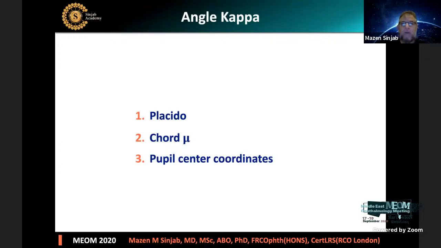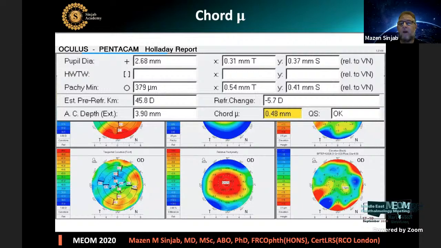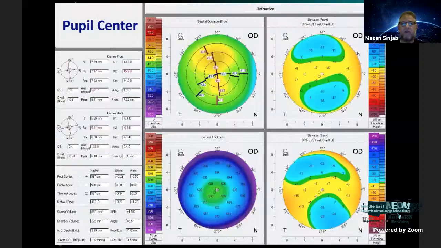And then the evaluation of angle kappa can be by the Placido disc devices, or if we are using the Pentacam, which doesn't use Placido, then we have to depend on the Corneal Holladay report. Or if we don't have the Holladay report in the Pentacam, then we very roughly can depend on the pupil center coordinates. This is the angle kappa given by the Holladay report. As you see, this is more than 400 microns, so it is a contraindication for premium IOLs in such a case.